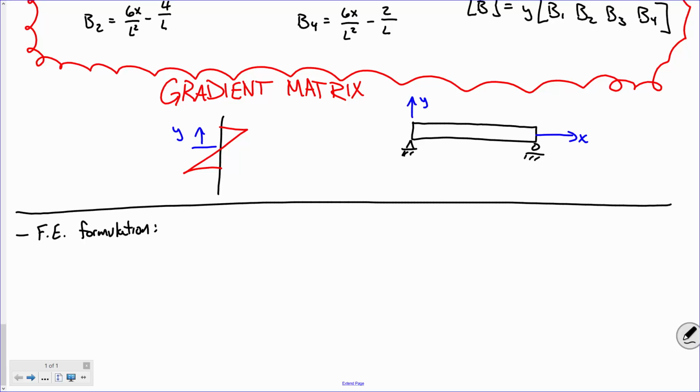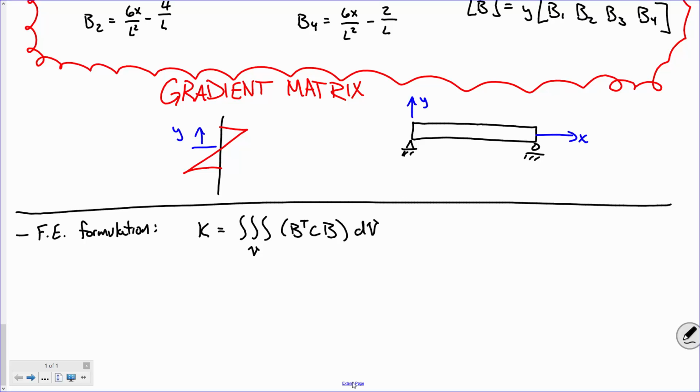Okay, remember what we're trying to do is our stiffness matrix. So what is our finite element formulation of a stiffness matrix? It's the integral over the volume of B transpose times C times B dV. Over the volume, right? Make sense? Okay, now, a couple things I want to point out.